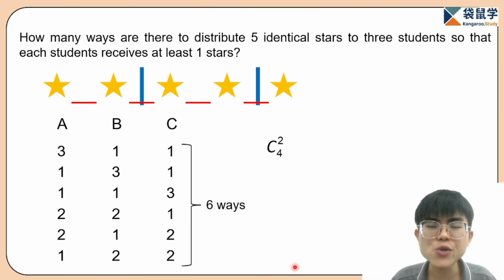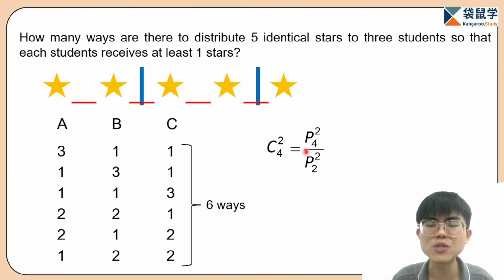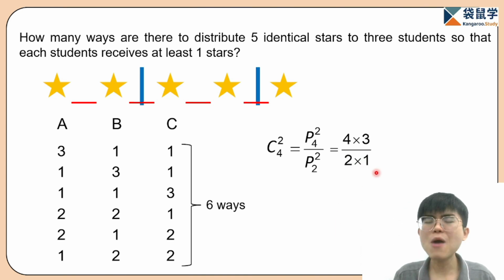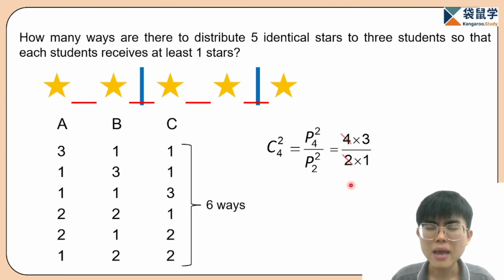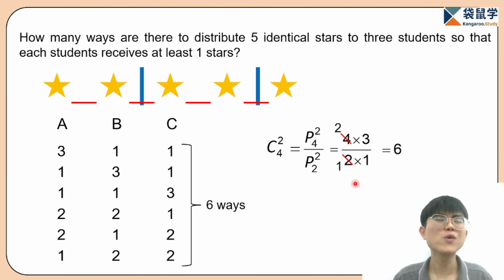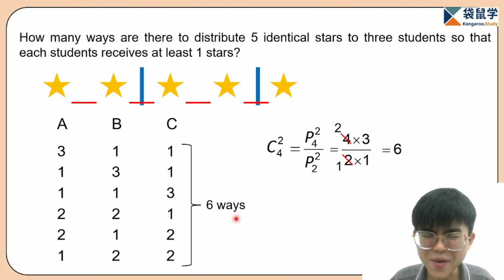So we can try to calculate the C(4,2). We first change it into a permutation. P(4,2) divided by P(2,2), which is equal to 4 times 3 over 2 times 1. And when we have a fraction, we can try to simplify. Both of them are multiples of 2, right? So we can try to simplify them. So finally, it will just be 2 times 3, equal to 6, which is the 6 ways here.